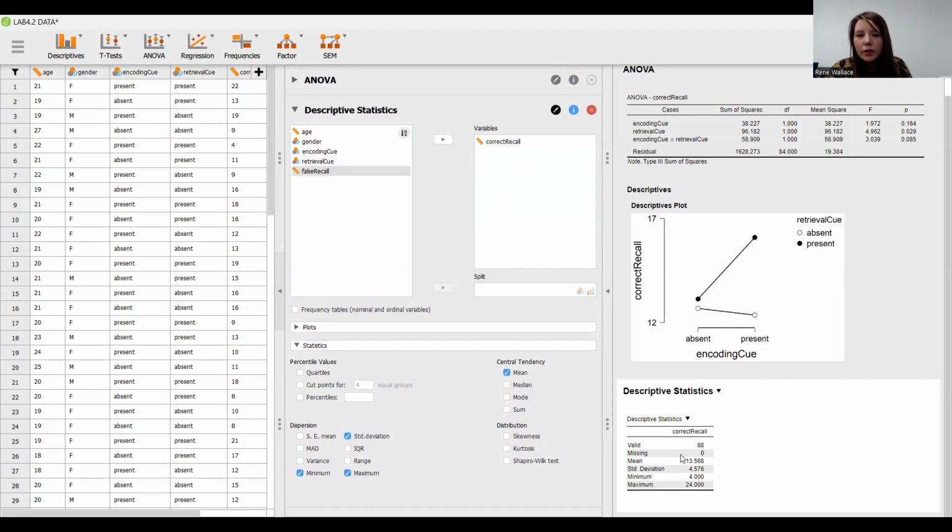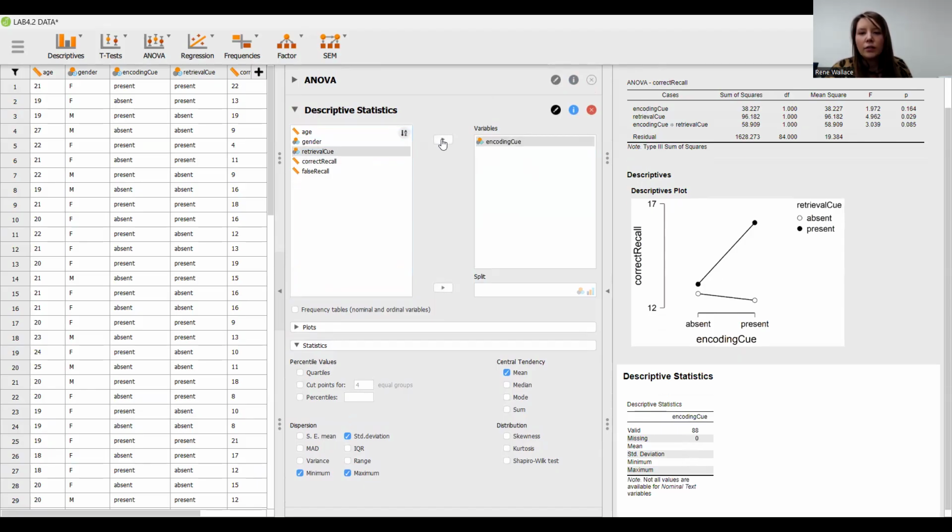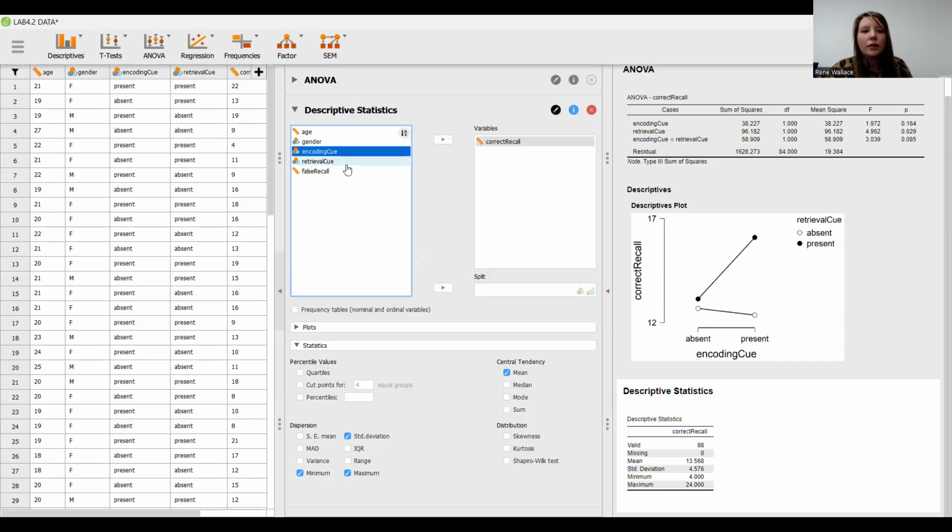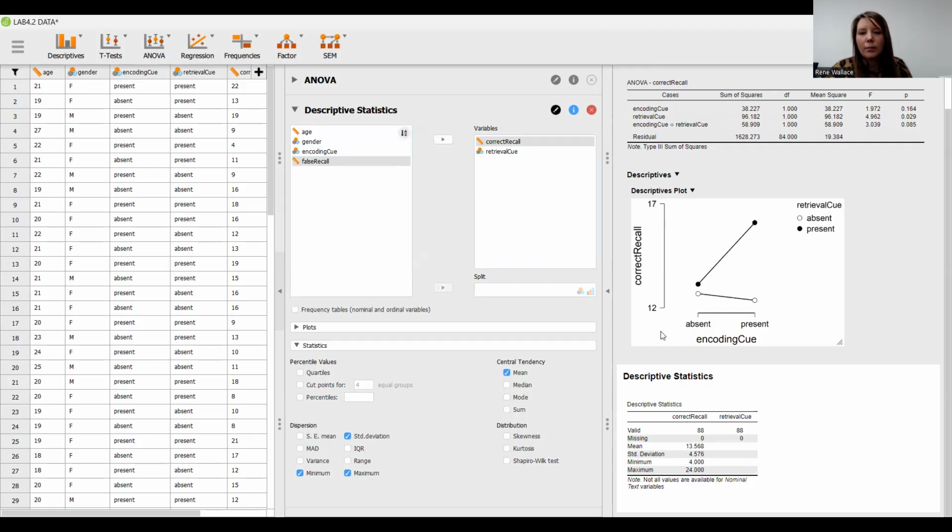So here's correct recall, and I get my mean and my standard deviation, and then I'll just take it back out, and then I'll put in encoding cue, I'll put in encoding cue, correct recall, and get my mean and standard deviation. And then I'll take out encoding cue, and I'll put in retrieval cue and grab my mean and standard deviation. There's probably an easier way to do that, but I did it that way. So now I have my means and standard deviations that I can report.